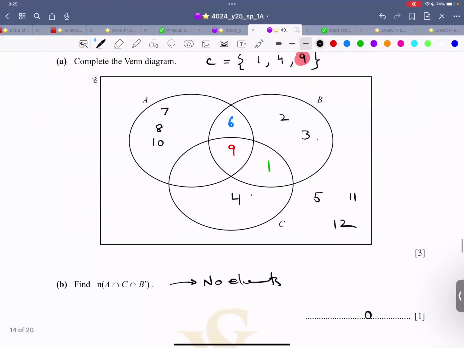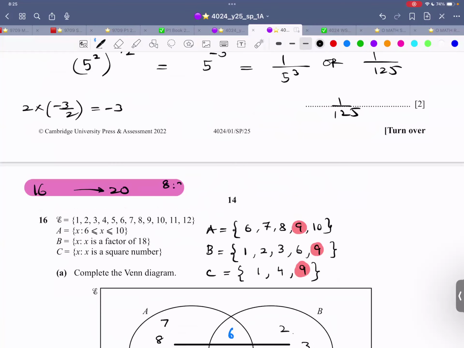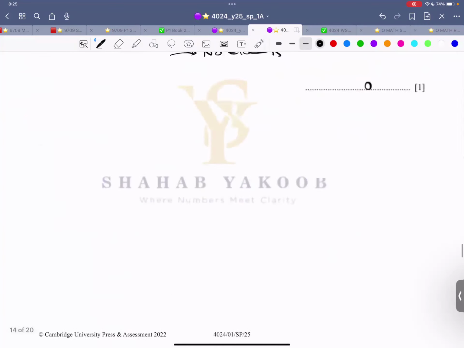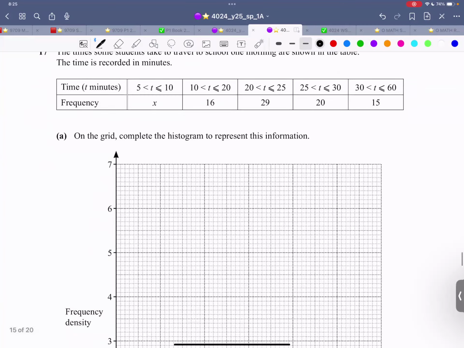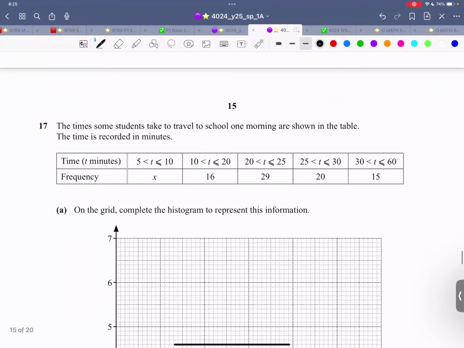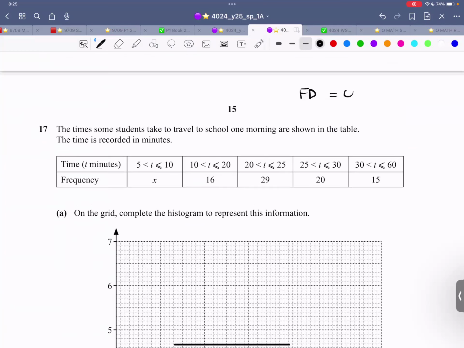So there it is. We are starting at 8:22 and onwards. The times some students take to travel to school one morning is shown in the table: time, frequency, and so on. We have frequency density on the vertical axis. What is frequency density? That is class frequency divided by class width.